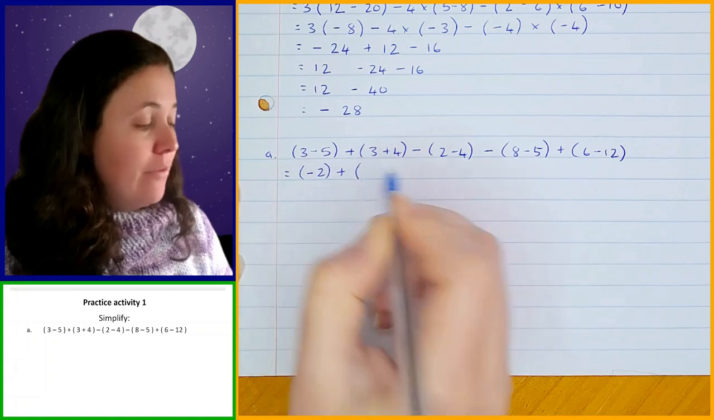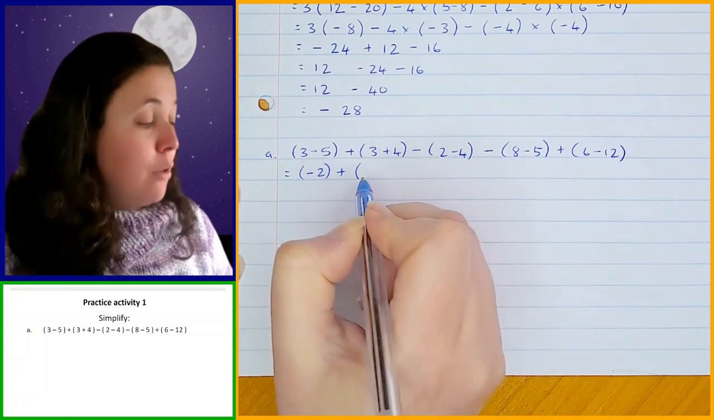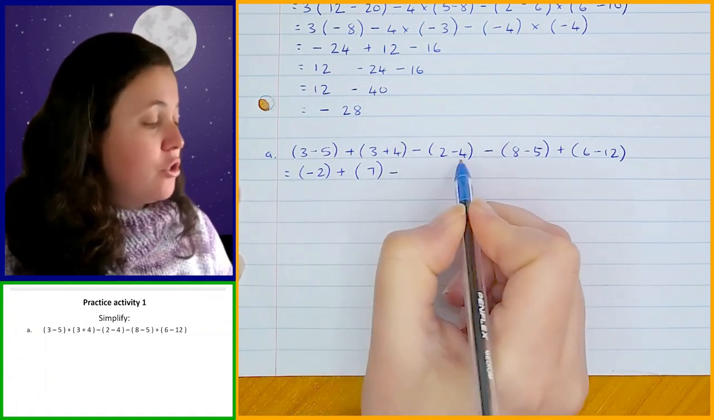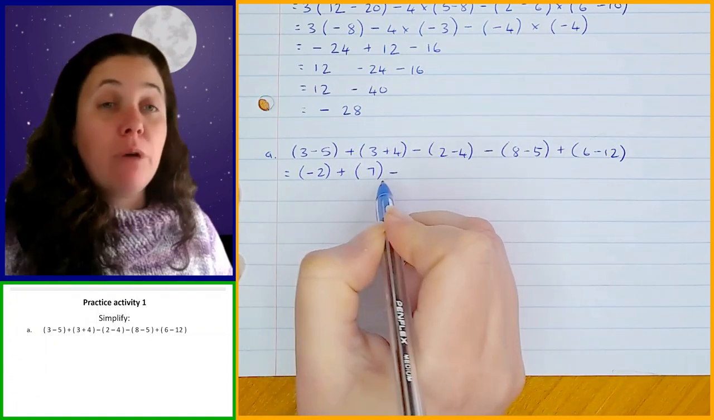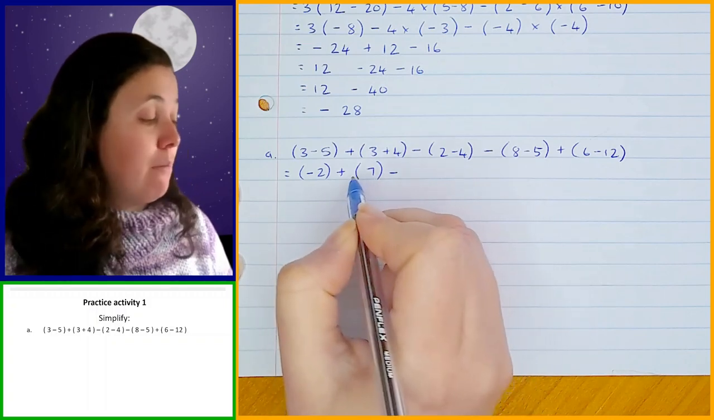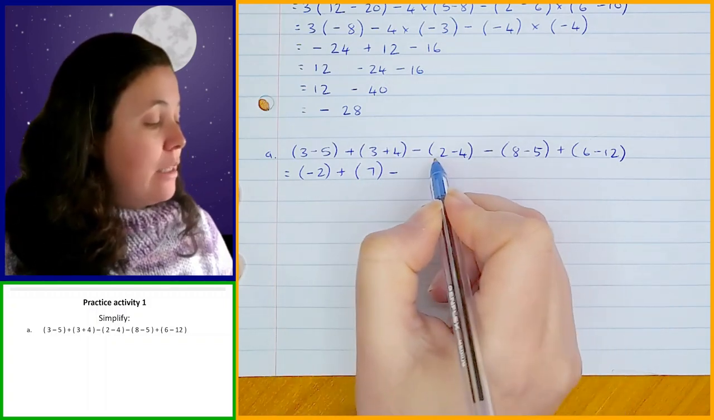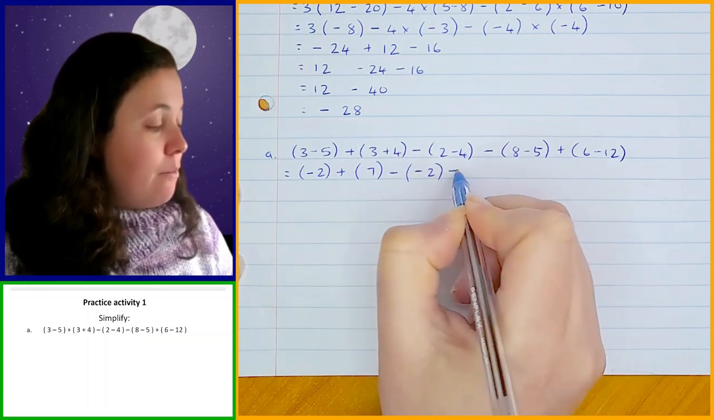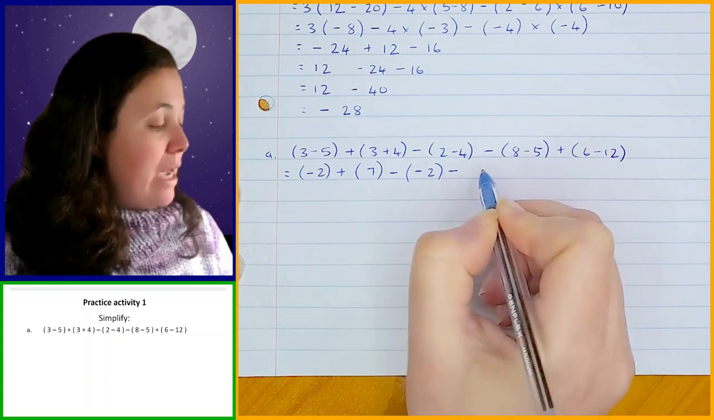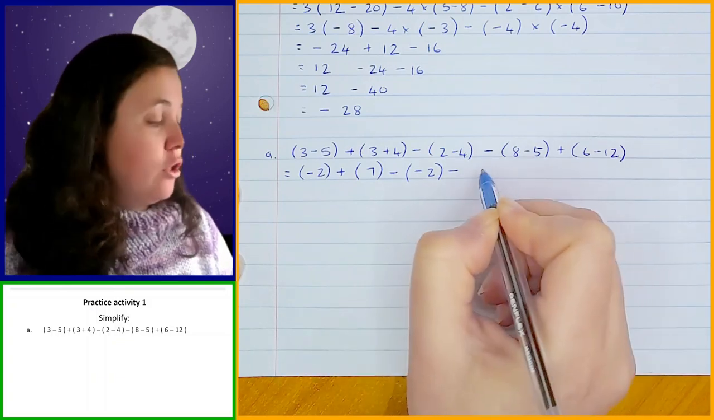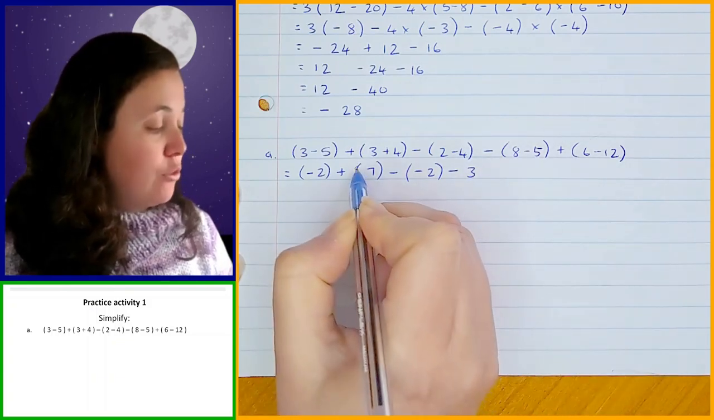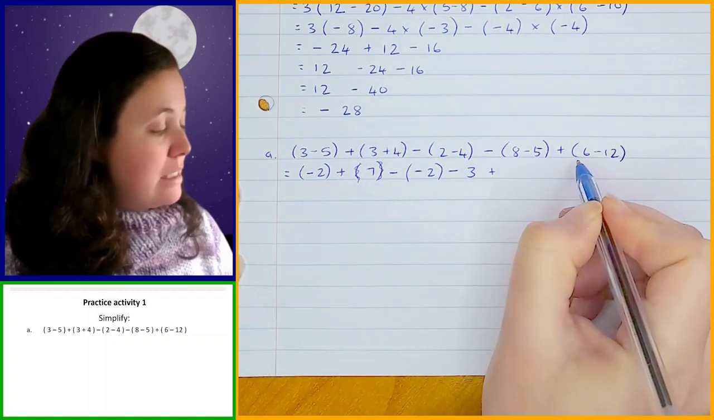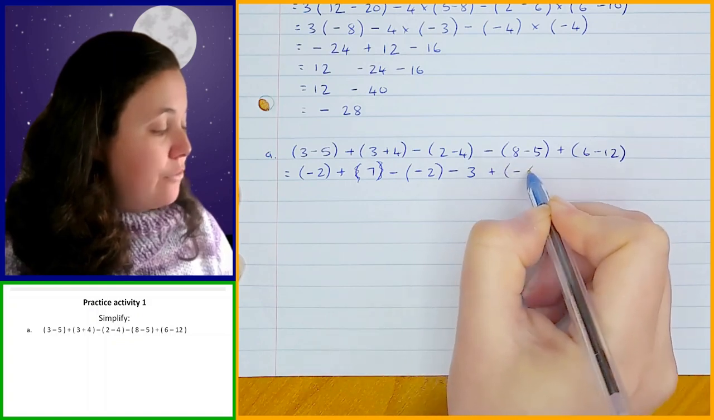Plus, over here, 3 plus 4 is positive 7, minus, you don't have to write the plus there, minus 2 minus 4, and you don't even have to write the brackets. You could have left the brackets out because there's no minus there to worry about. Then over here, minus 2 minus 4 gives me negative 2 minus, then 8 minus 5 is 3. Because it's positive, I'm not going to worry about writing the brackets, like over here, I didn't have to. I could have left out the brackets there as well. And then the last one, plus 6 minus 12 is negative 6.